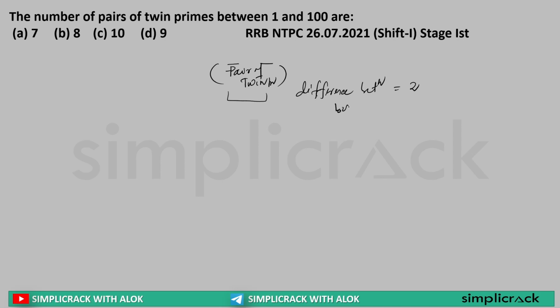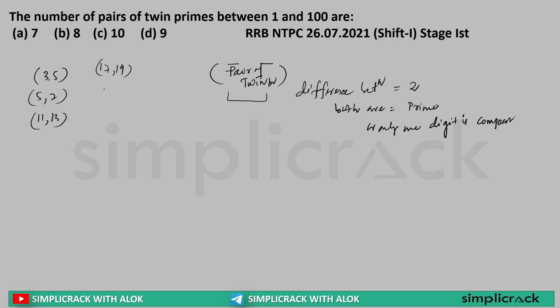The difference between the numbers of this pair is 2, and both are prime numbers. Okay. Now, if I ask how many such pairs there are, you should understand: 3, 5 prime numbers; 5, 7 prime numbers; 11, 13 prime numbers; 17, 19 twin prime numbers; 29, 31 twin prime numbers. Okay, these are the pairs.